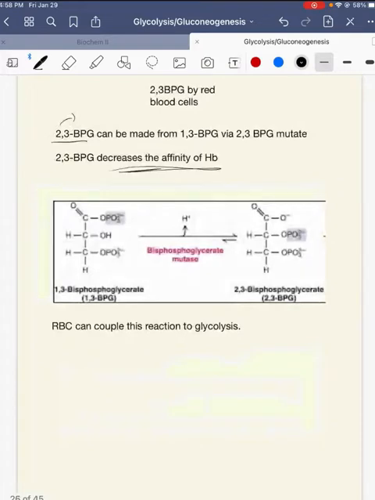So red blood cells can actually couple this reaction in glycolysis and the affinity of hemoglobin to oxygen. And then red blood cells can also use this enzyme, called 2,3-BPG mutase, and it can convert a different molecule called 1,3-BPG back into 2,3-BPG. So this is mainly important for red blood cells because 2,3-BPG can act directly on hemoglobin.